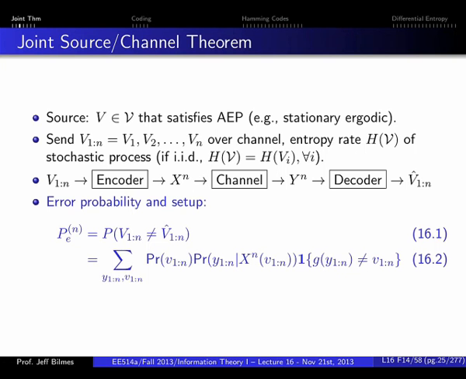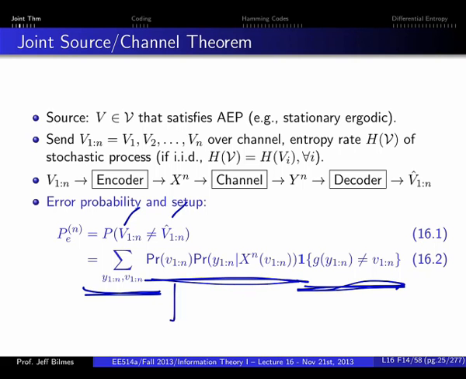So we're summing over all y and v. Y is the output, and these are the random variables, right? So it's all possible inputs and all possible outputs. This is an indicator that what was decoded is not the same as what was sent. So in overall indications that there's an error, what's the probability of that happening?